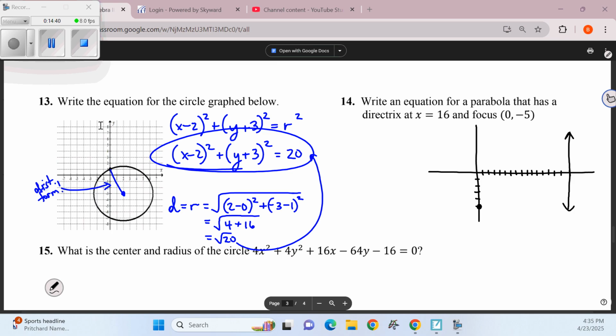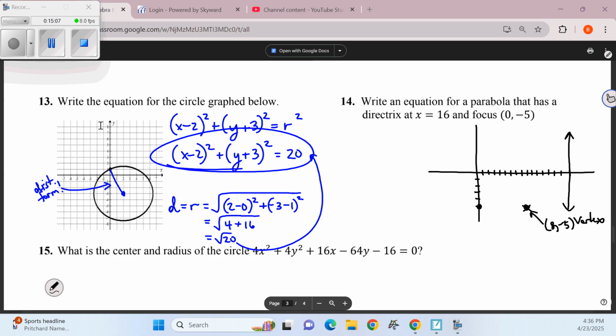So halfway in between the directrix and the focus should be the vertex point. So what's halfway in between 0 and 16? It would be at 8 and still down on this -5. So my vertex would be over 8, down 5.